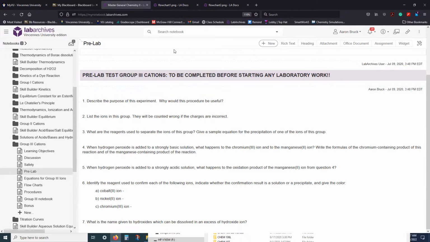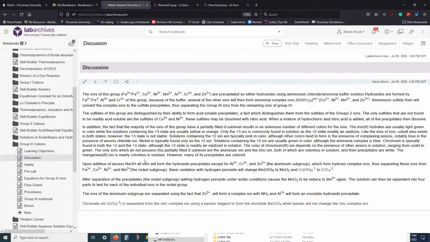And then the answer to this last question is not readily apparent. If you go to the discussion questions, they do give you the answer right there, talking about the aluminum subgroup forming hydroxo complex ions.